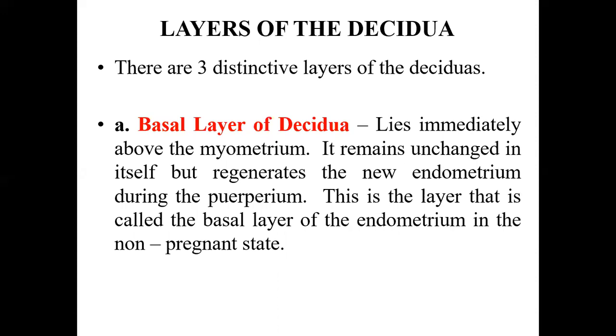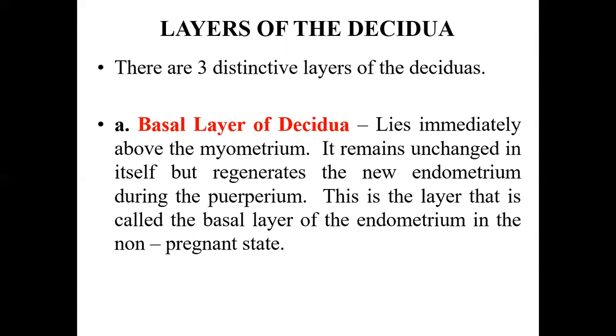Now, the layers of the decidua, which is the endometrium as we are already looking at it. There are 3 distinctive layers of the decidua. Number 1, we have the basal layer. Now, this lies immediately above the myometrium. The myometrium is the middle layer of the uterus and is composed mainly of muscles, okay? So it lies immediately above the myometrium. This is the basal layer.